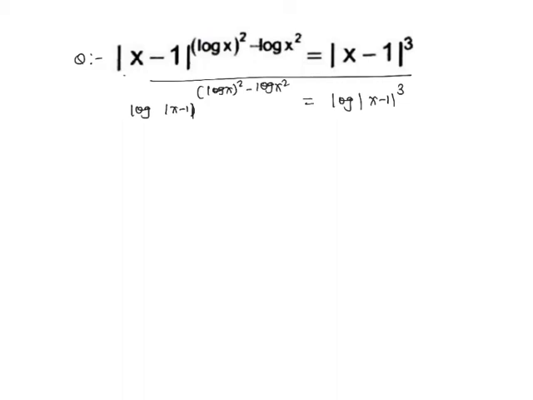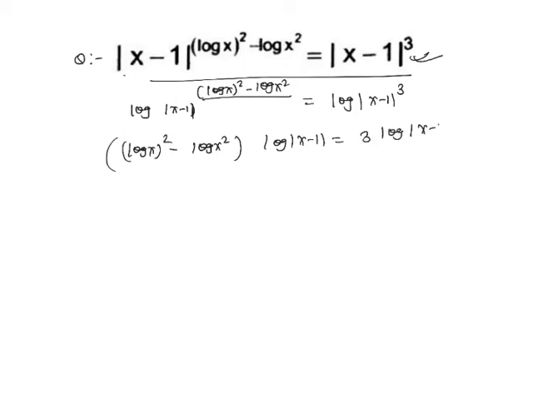First we will simplify as it is, and after that we will check the x value with the original given equation. So this will come out in terms of multiplication: log x whole square minus log x square into log modulus of x minus 1 equals 3 times log modulus of x minus 1. So first we can say these are getting cancelled. That means log of modulus of x minus 1 equals 0 is one solution. From there, x minus 1 equals 10 power 0, so x minus 1 equals 1. So x equals 2 is one solution.